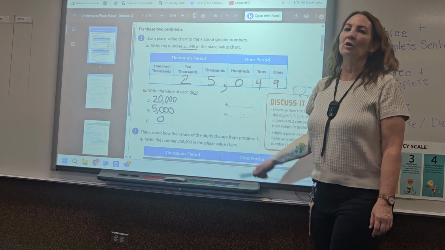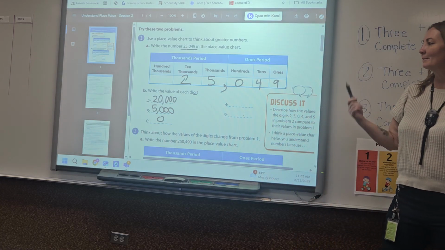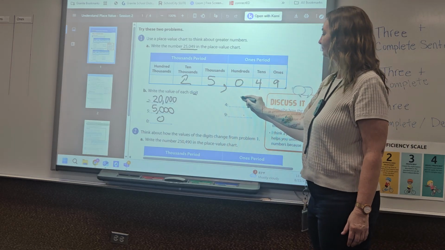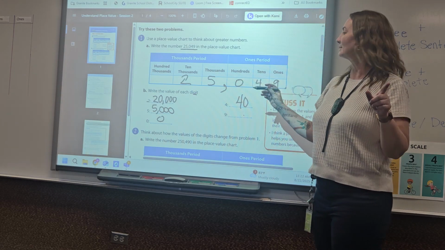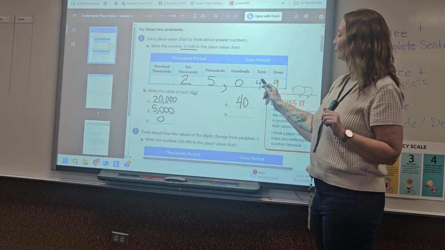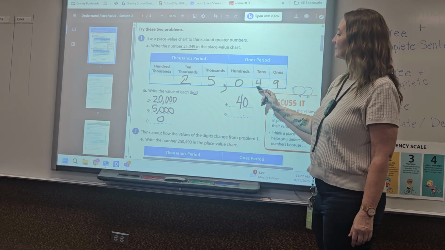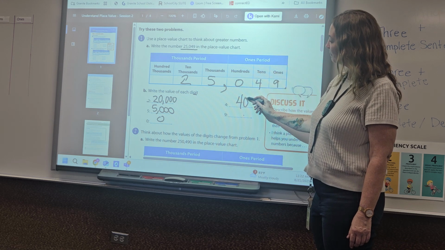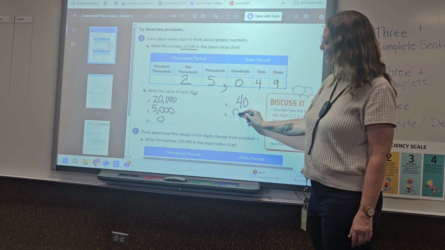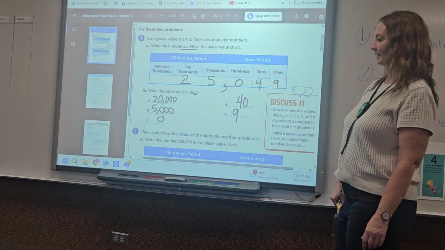Okay, next is the 4. Now we're in easy territory. Everybody, what is the value of this 4? 40. I heard some 400s. We're over on the tens place, so 40. Because we said 0 hundredths. 4 is in the tens place, so 40, and 9 is just 9.